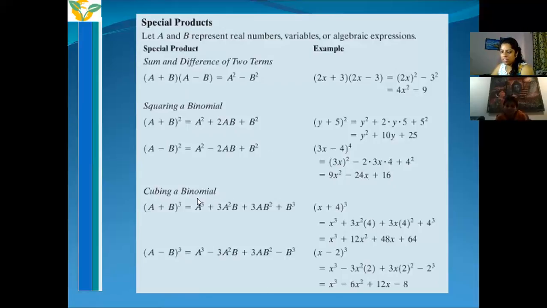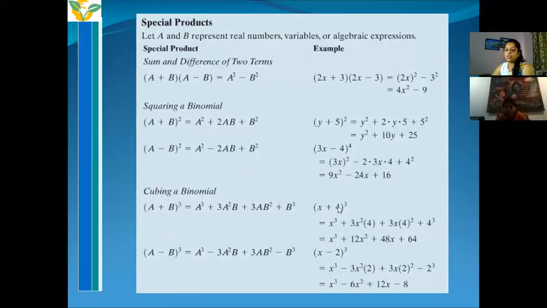Cubing a binomial. So how do I cube a binomial? I have to multiply a binomial 3 times. That is (a plus b) into (a plus b) into (a plus b) will give us what? (a plus b) whole cube. What is the formula to find that, and how we get into that, I'll explain in more detail when we come up to the cubing concept. But here I'm just giving you the identity. What that identity tells us is (a plus b) whole cube is a cube plus 3a square b plus 3ab square plus b cube.